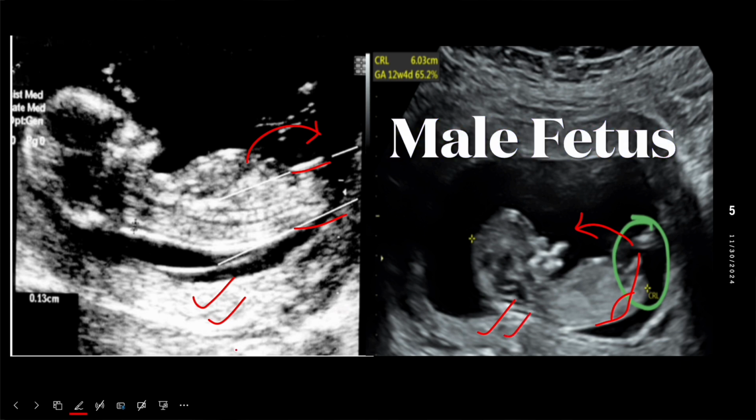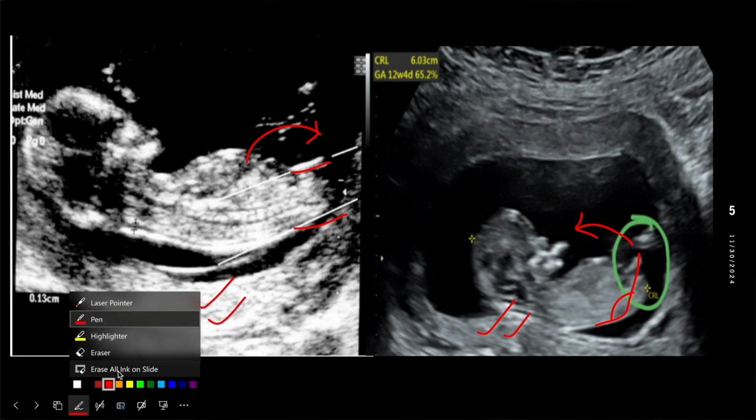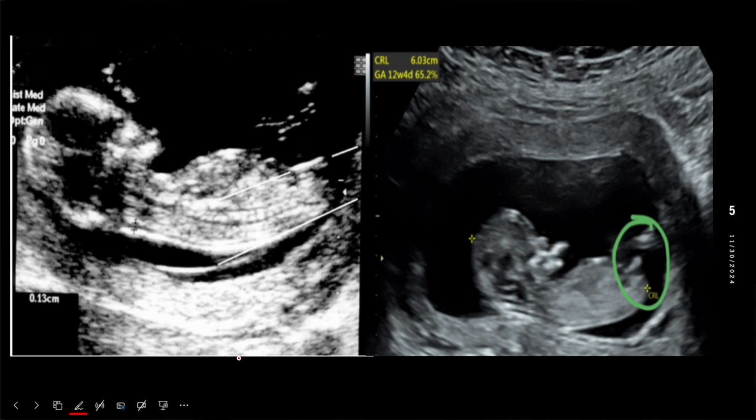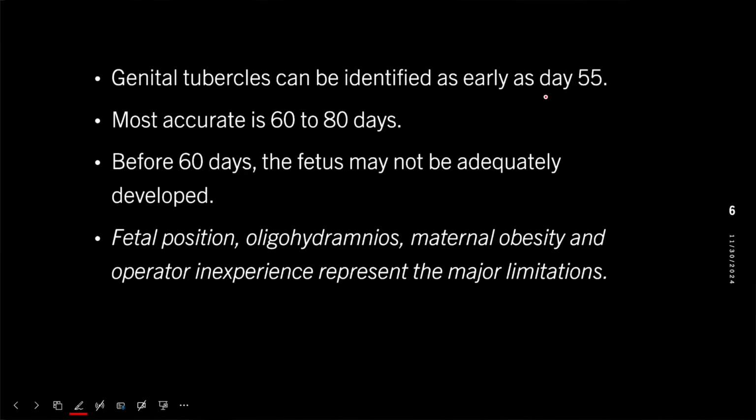The genital tubercle can be identified as early as day 55 using ultrasound. The gestational period during which fetal sexing is most accurate is from 60 days to 80 days. Before 60 days, the fetus may not be adequately developed for fetal gender identification.